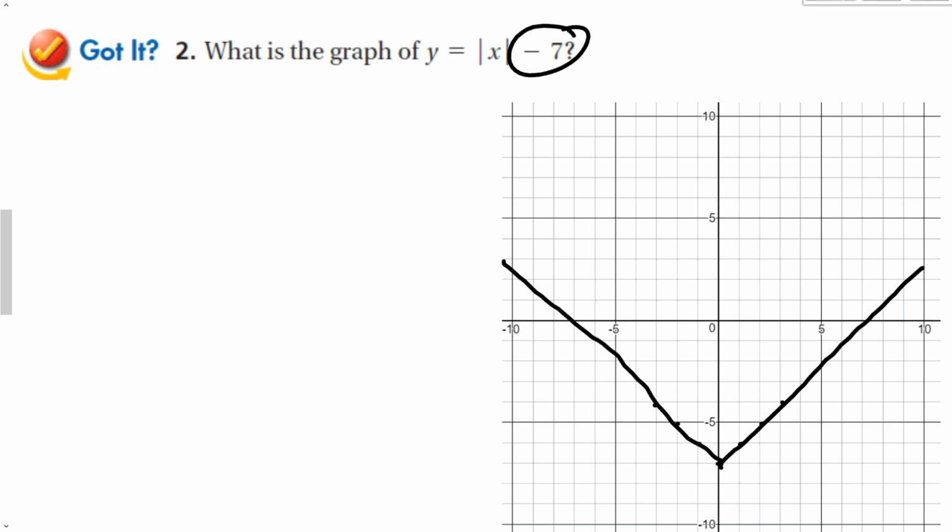Now, if you can't do that, if you don't like that, of course, making a table is fine. If we plug 0 into this function, we get the absolute value of 0 minus 7 is -7. And we can see that's our first point. If I plug 1 in, I would get 1 minus 7. That would be -6. Okay, so you can see that these points will be produced when we plug these numbers into the function.